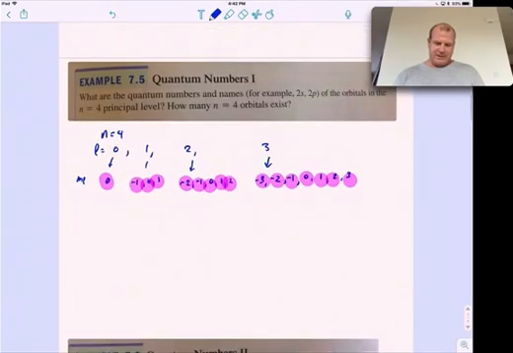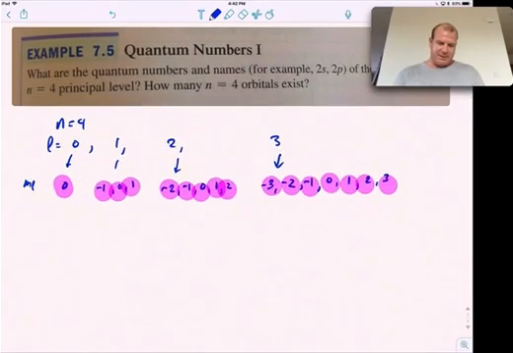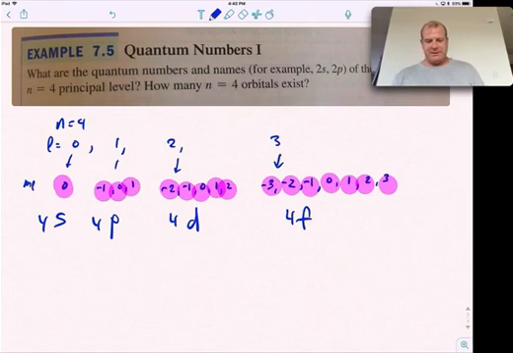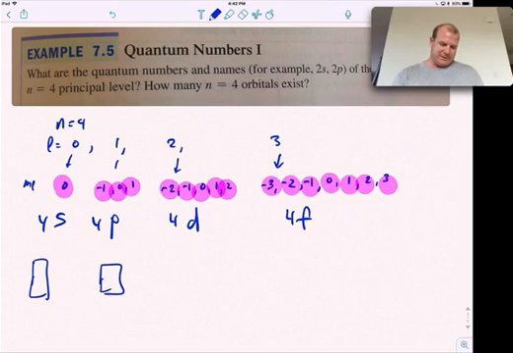Where we are getting at, which we'll learn in the next chapter, is that these are the s orbitals, these are the p orbitals, these are the d orbitals, and these are the f orbitals. Let's name them: this would be 4s, 4p, 4d, and 4f. Those are the different ones. You can fit 2 electrons in each, and that's where you get the periodic table, with the s, p, d, and f orbitals. We will get to that next chapter.